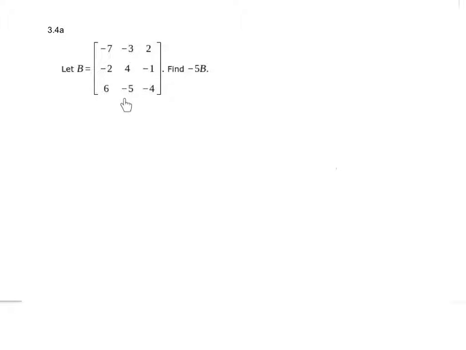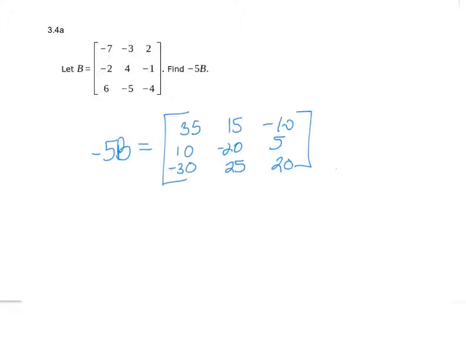If this whole thing is called matrix B, and someone wants to find -5 times B, you basically just multiply everything in here times -5. That's all there is to it. So I'm going to do it, and that's it. I mean, that's all there is to it. Every single element from up here got multiplied by -5, and this would be your answer.